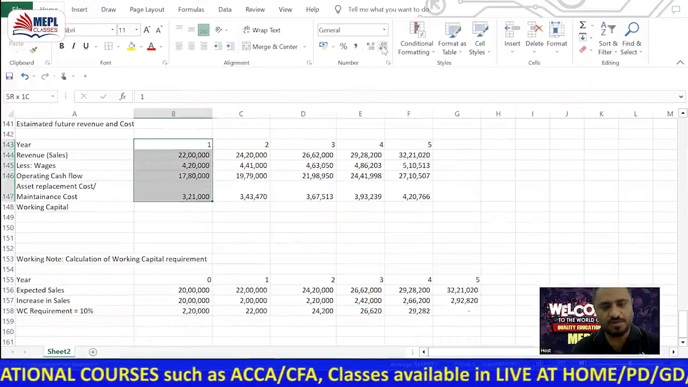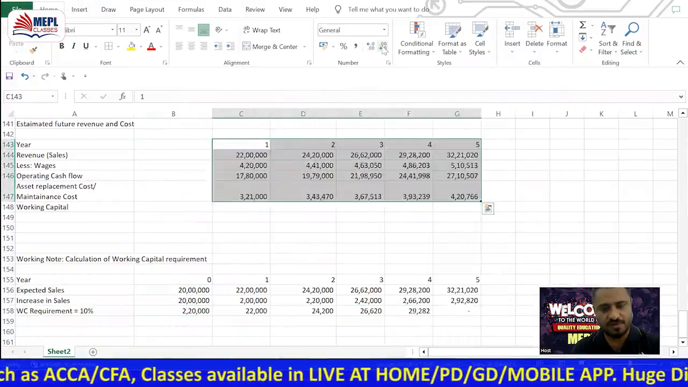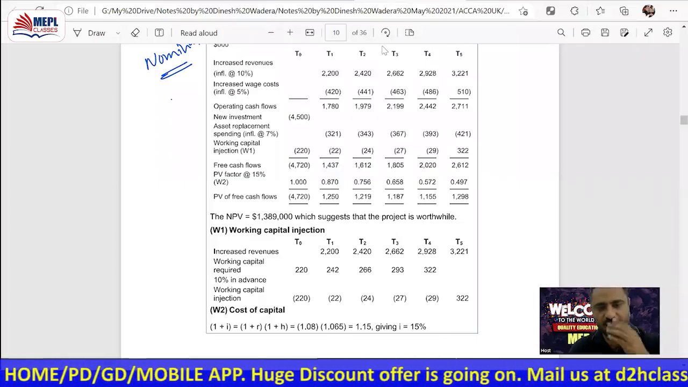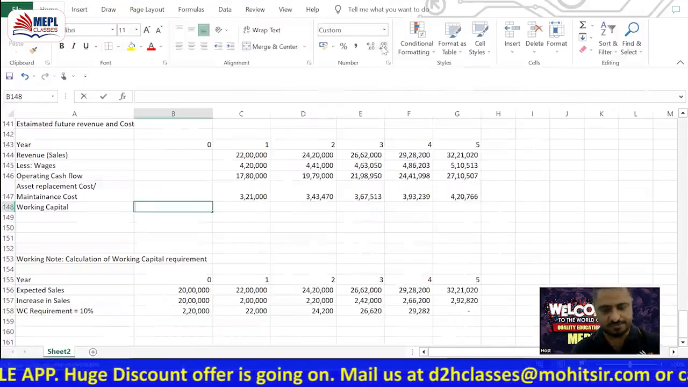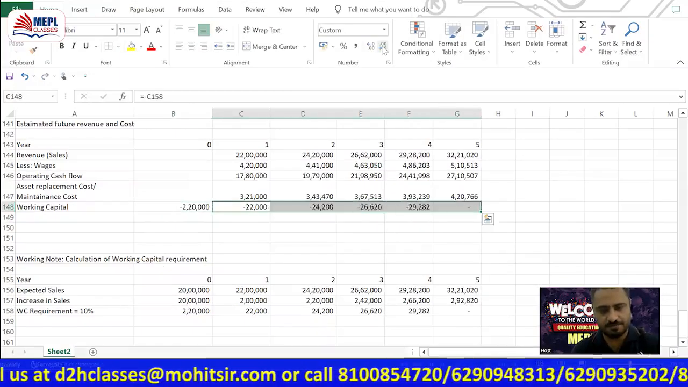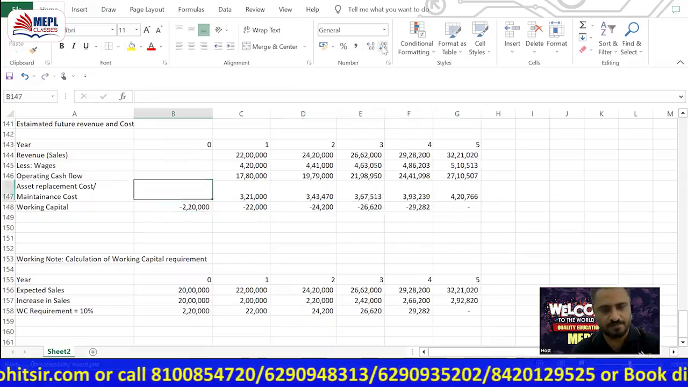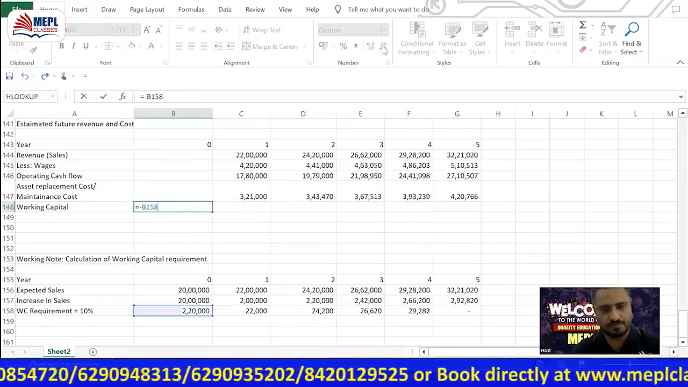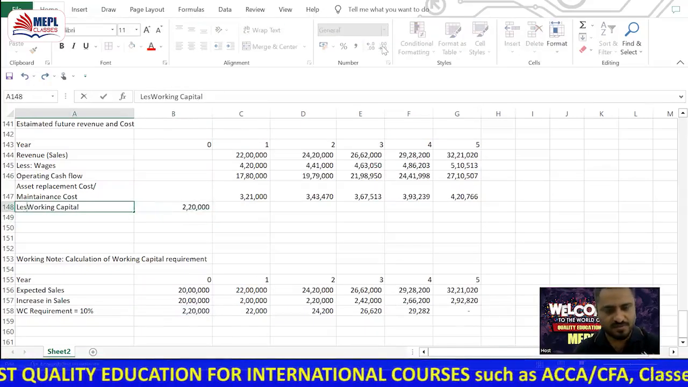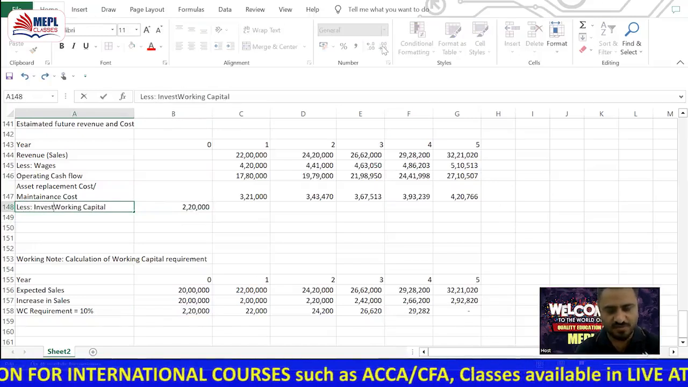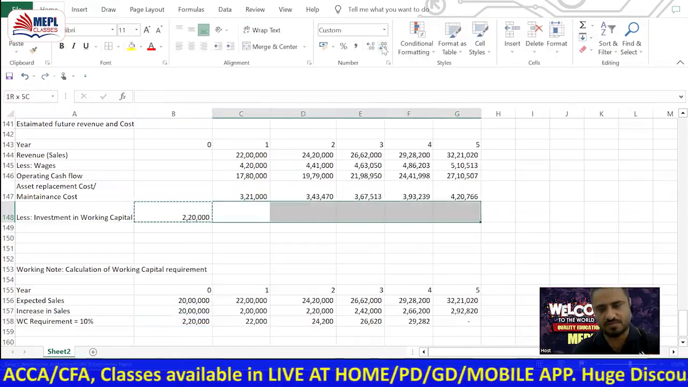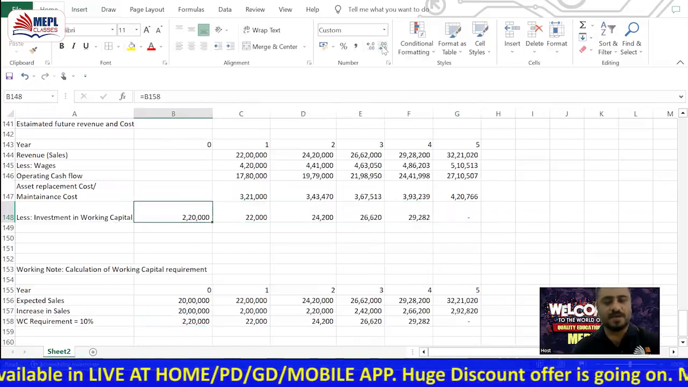So we will put one more column here for the 0 year. Right from the 0 year, you are expected to put the amount invested in your working capital. Less the investment in working capital.